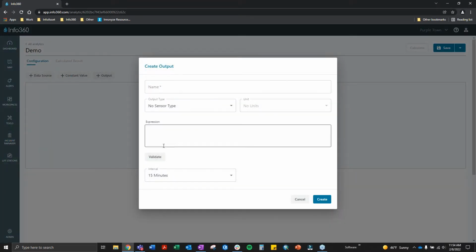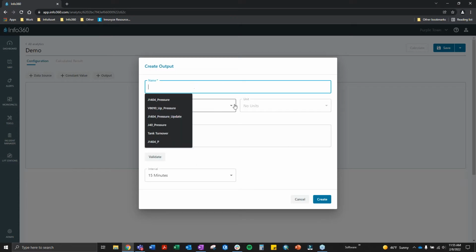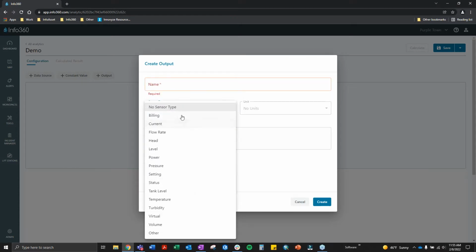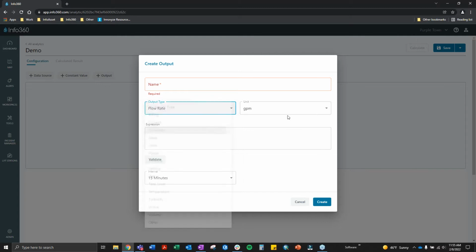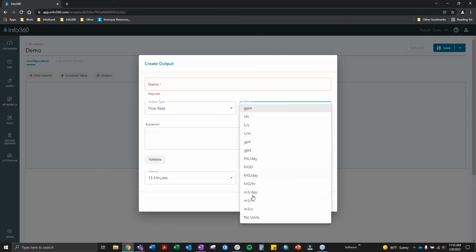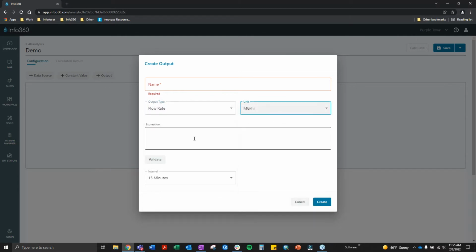So if you go into the output, it is going to give you a name. There is also a bunch of different types. So whether you're doing billing, current, a flow rate, head, different sensor types that you can pull in, and each of these will have a different output with a different unit that you can put in.